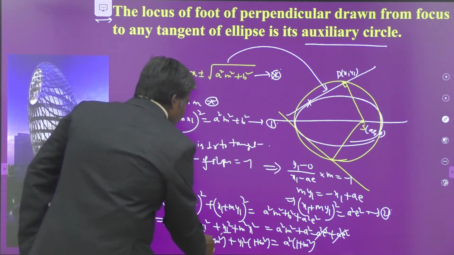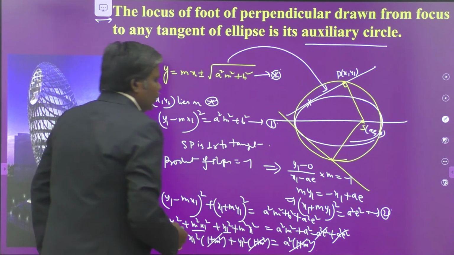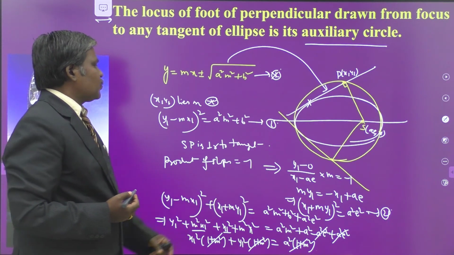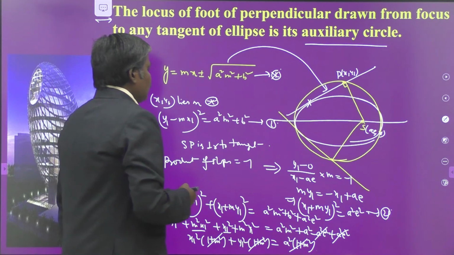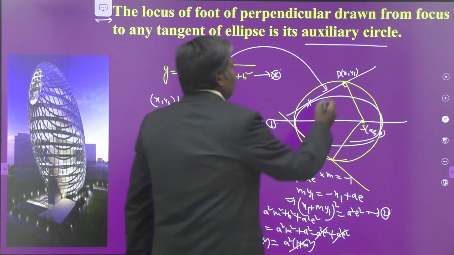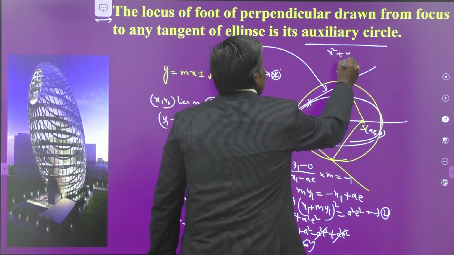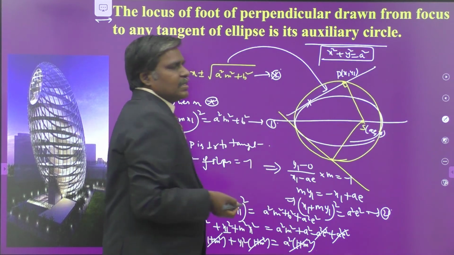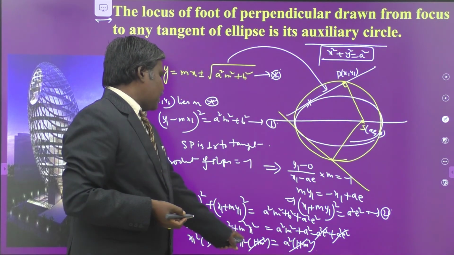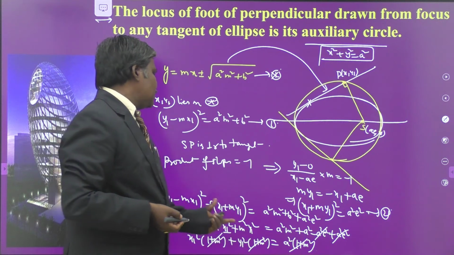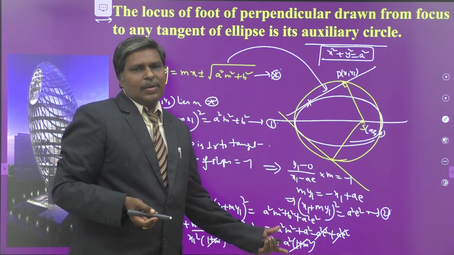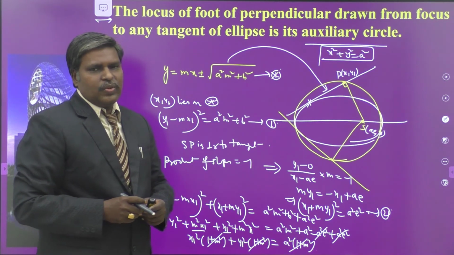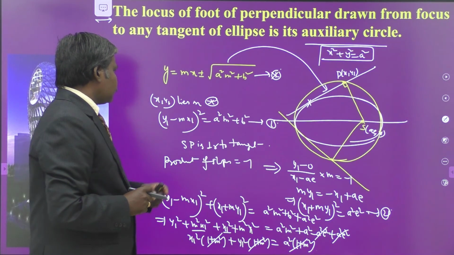So can you cancel out 1 plus m square on both sides or not? You can cancel out 1 plus m square on both sides. We have x1 square plus y1 square is equal to a square. Therefore, the locus of (x1, y1) is what? x square plus y square is equal to a square. This is the auxiliary circle. This is the condition for all (x1, y1). The locus of (x1, y1) is x square plus y square equal to a square.